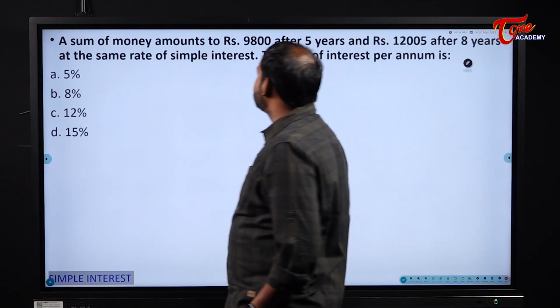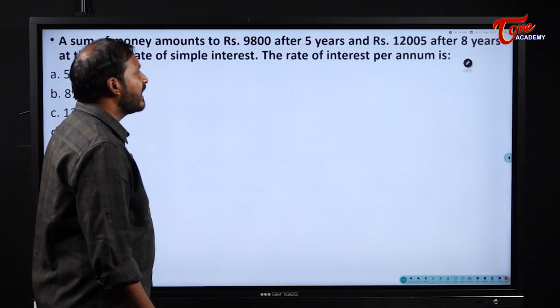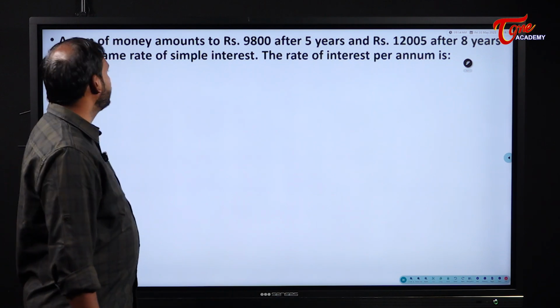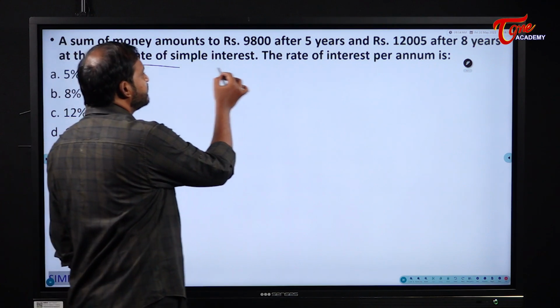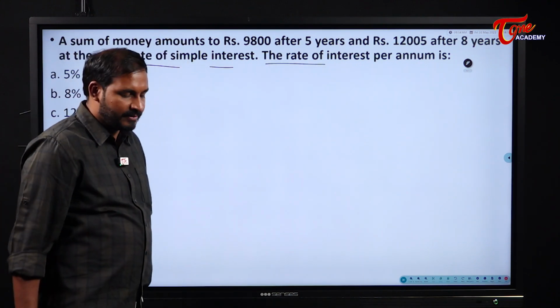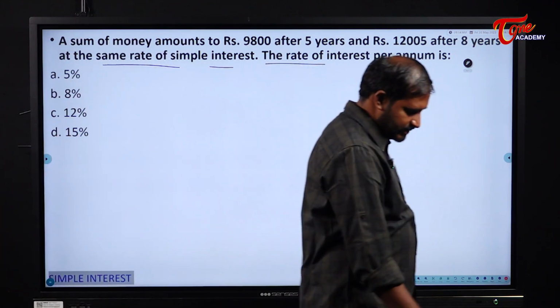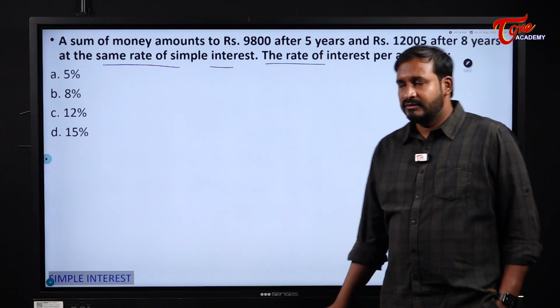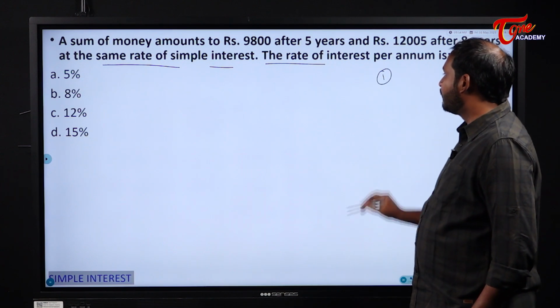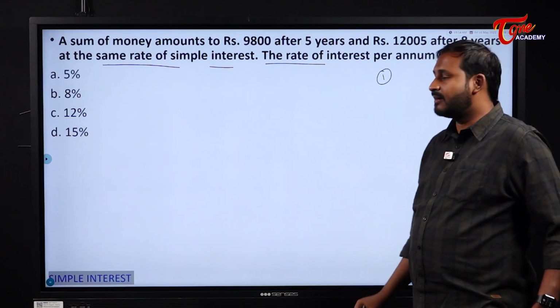A sum of money amounts to rupees 9,800 after 5 years and 12,005 after 8 years at the same rate of simple interest. The rate of simple interest per annum is. Now see here, students. I want to discuss one important property regarding simple interest.